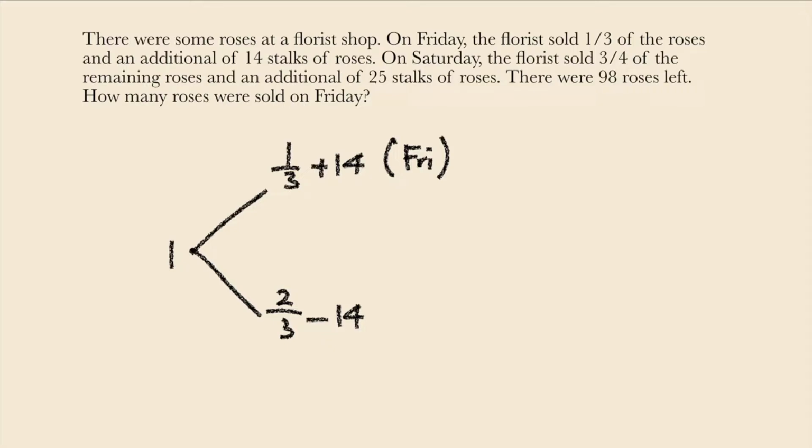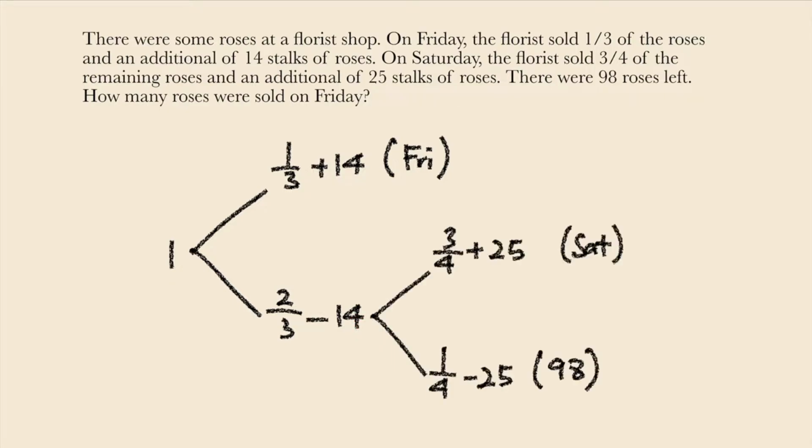On Saturday, 3/4 of the remaining, so we are going to branch out from the remaining here. And we have to show an additional 25 on Saturday, which means 1/4 minus 25 left.